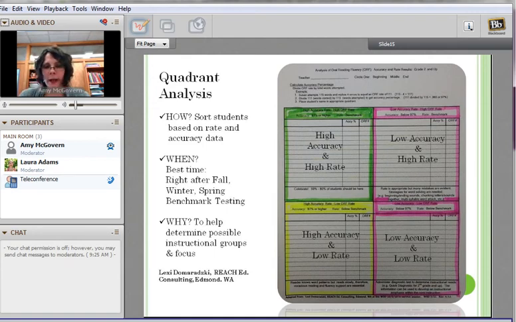Okay, then we have the two pink boxes, low accuracy and high rate, low accuracy and low rate. The low accuracy, high rate is probably one of the toughest groups to remediate because they think they're good readers. And they make a lot of mistakes. They're reading fast. Somewhere along the line, they learned that reading is about reading really quickly, and that's not a good thing. Reading is to be conversational, to be thinking about what you're reading.